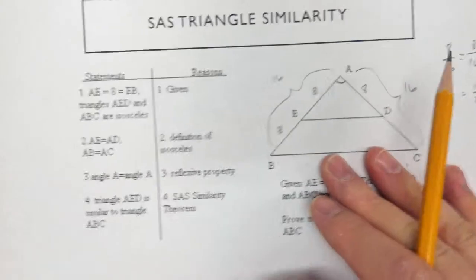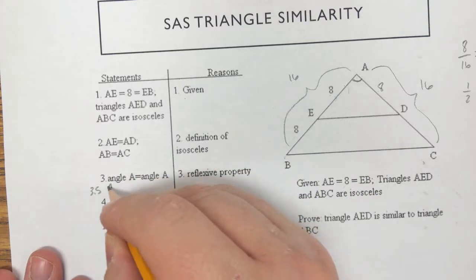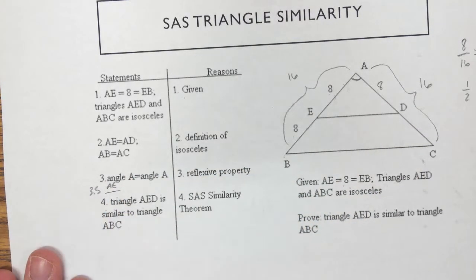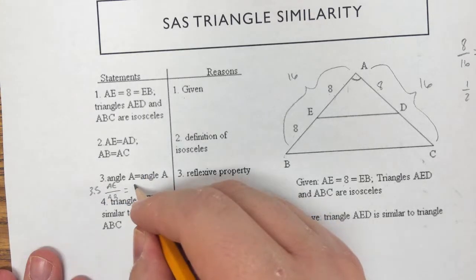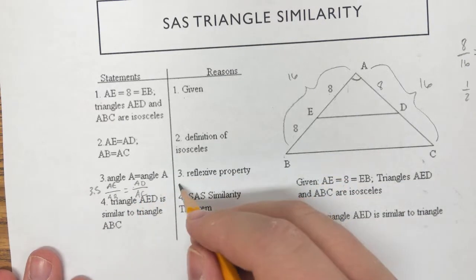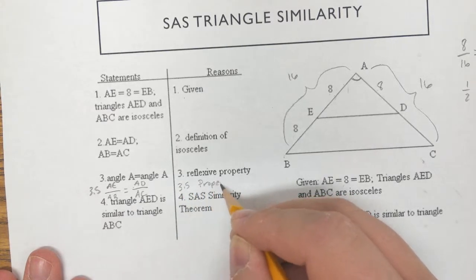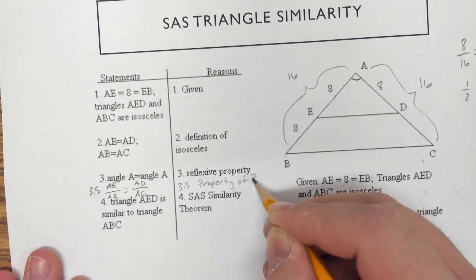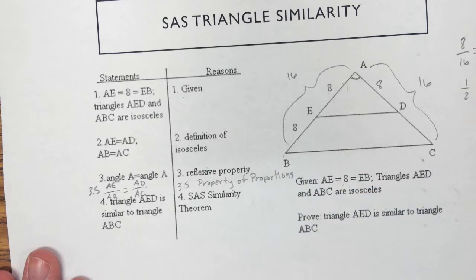If you want to add this stuff in here, we could say in step 3.5 that AE over AB is equal to AD over AC, by the property of proportions. If that makes you feel better. As long as all the pieces are there and it makes sense and I can make sense of it, then I'm good with however you want to do it.